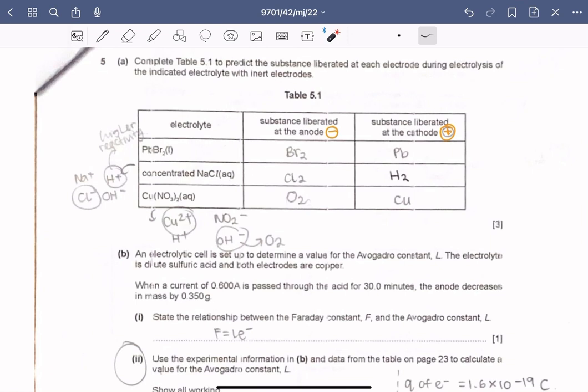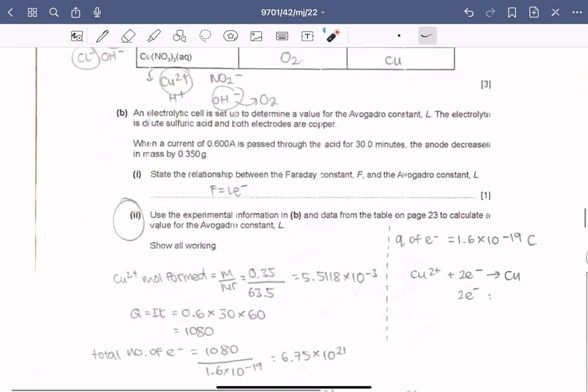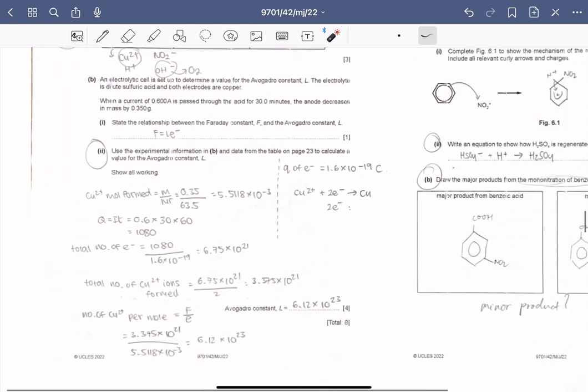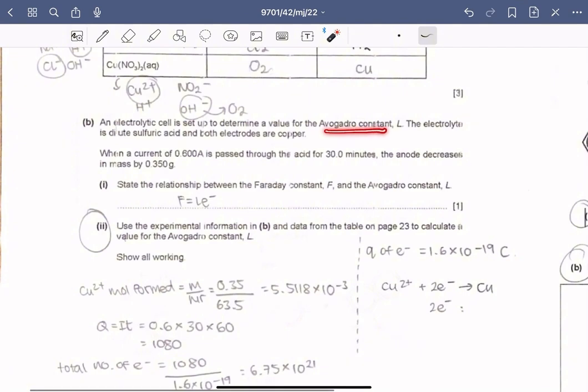Cu(NO3)2. Aqueous, again, there's H+ and OH-, and because OH- will form O2, O2 is liberated at the anode, and Cu is liberated at the cathode, Cu solid. And so B, an electrolytic cell is set up to determine a value for the Avogadro constant L. The electrolyte is dilute sulfuric acid and both electrodes are copper. When a current of 0.6 A is passed through the acid for 30 minutes, this is required for later information, the anode decreases in mass by 0.350 grams.